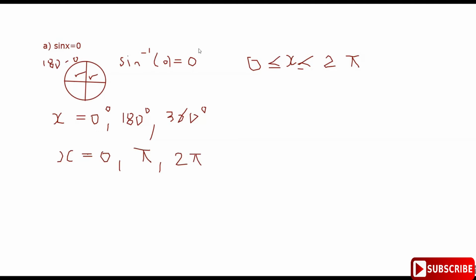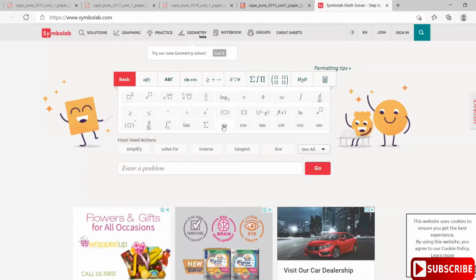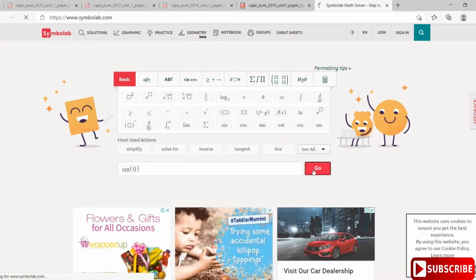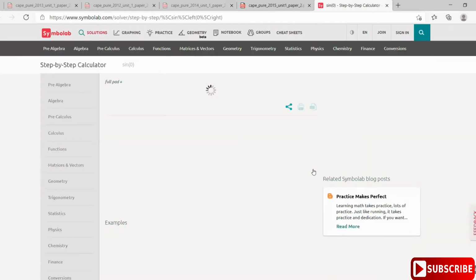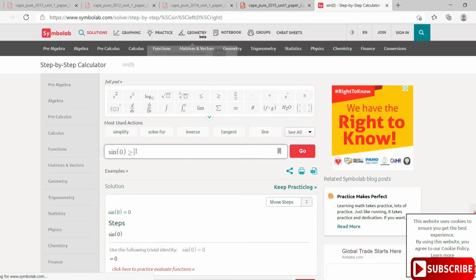These are the answers. Now what I'm going to do is give a verification of the answers, to show you, look, x is 0, pi, and 2 pi. So this is an app known as Symbolab. We're going to put in the sine of 0. I guarantee we'll get 0. It's loading. We're going to see 0. You can, of course, check it in your calculator. The sine of 0 is 0. There we go.